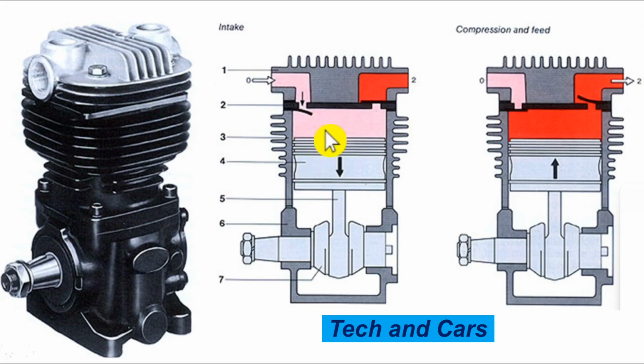And internal component failure. It could be a broken connecting rod, somehow a broken crankshaft. Any sort of internal damage can also prevent the compressor from building pressure as well.